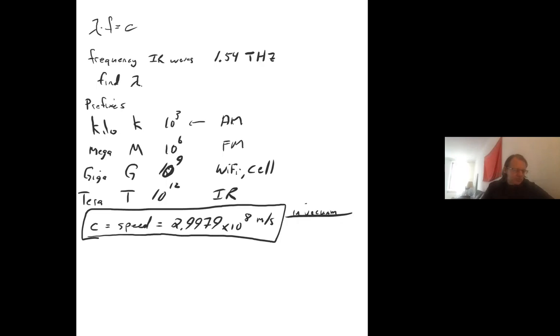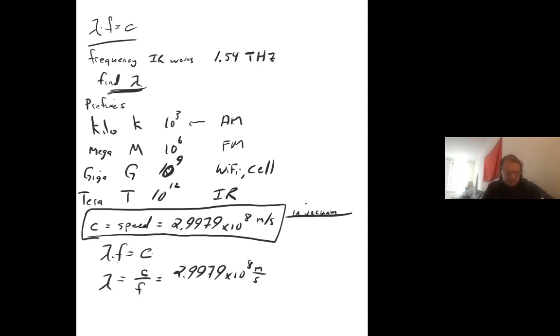So here's our question. What is the wavelength? So you start with this. The wavelength would be the speed divided by the frequency. You just divide both sides by frequency. And then you put your numbers in. 2.9979 times 10 to the 8th meters per second. Speed. Now, what about tera? Tera is 10 to the 12.